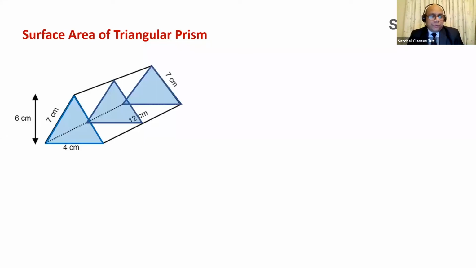Okay. As you know, the base of the prism is the triangular cross section, and the height of the prism is the dimension which is along the length.